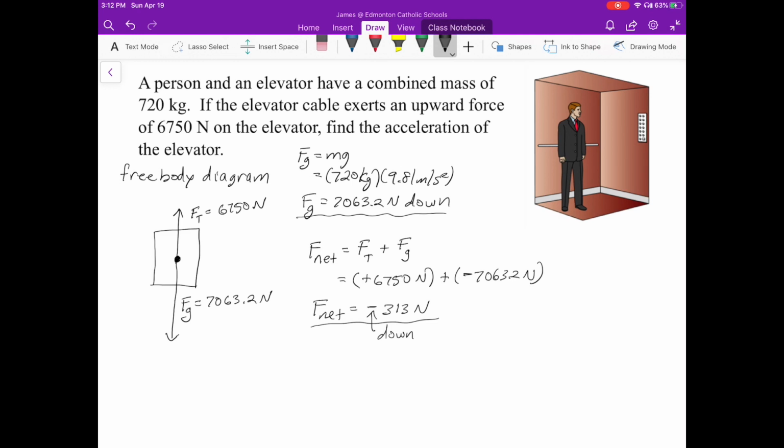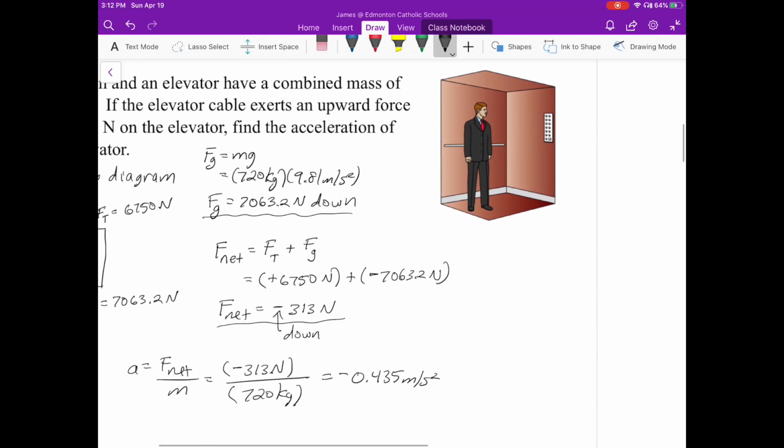So then to determine the acceleration of the elevator, net force divided by the mass. Net force negative 313 newtons, which means, again, down, mass 720 kilograms, and to three significant digits, we've got the acceleration to be negative 0.435. Again, that negative sign means down, so our answer then is going to be 0.435 meters per second squared down.